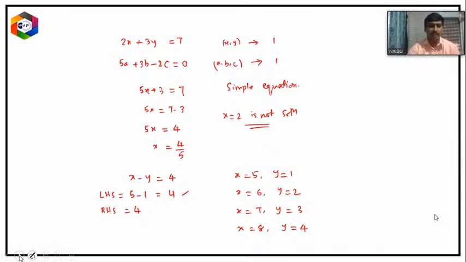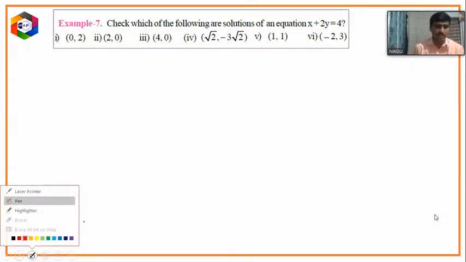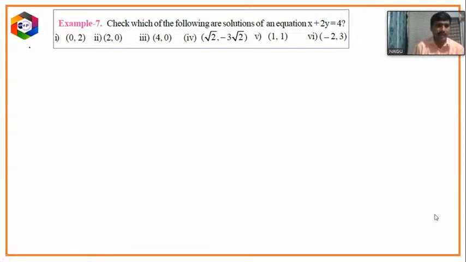మనం నిన్న ఎక్కడైతే స్టాప్ చేసామో అక్కడి నుంచి Example 7 I am going to continue today. Let us read the question. Check which of the following are solutions of an equation. So here is the equation which is given. Let us write the given equation. What is the given equation? This is x plus 2y is equal to 4.